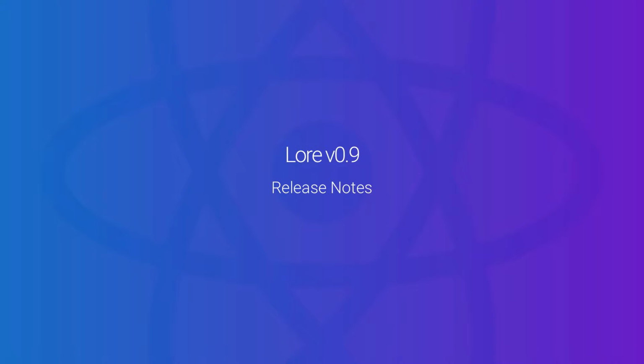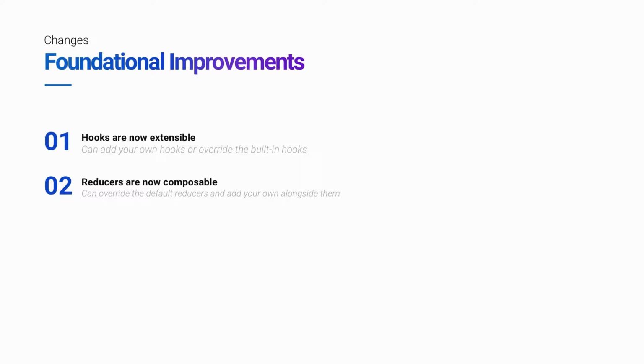This video covers the release notes for Lore version 0.9. This release contains a couple foundational improvements. The first is that the hooks are now extensible, which allows you to override Lore's built-in behaviors or extend the framework with your own. And the second foundational change is that the reducers are now composable, which makes it easy to override the default reducers or add your own reducers alongside the defaults.